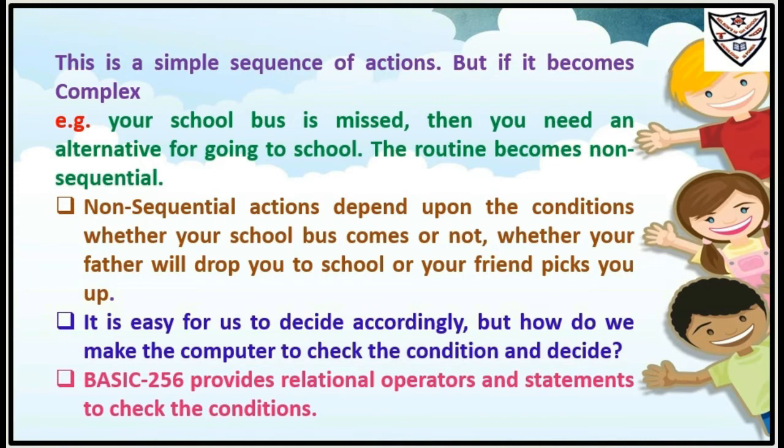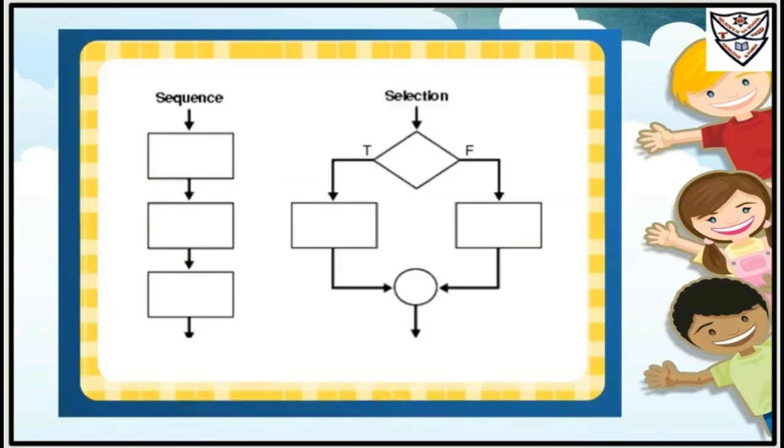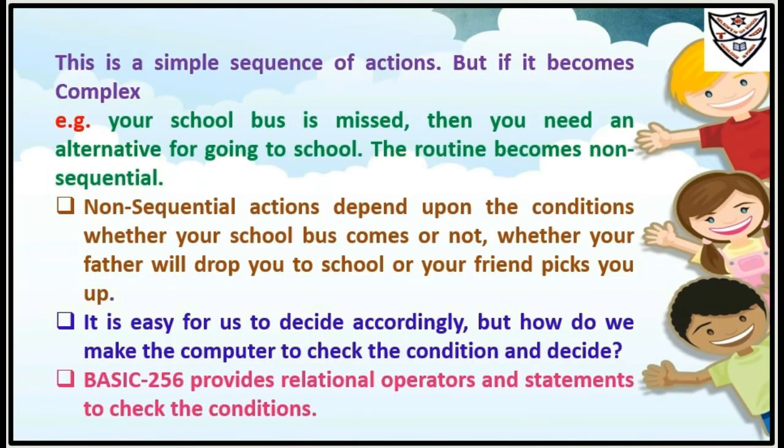The routine becomes non-sequential. Non-sequential action depends upon conditions: whether your school bus comes or not, whether your father will drop you to school or your friend picks you up. It is easy for us to decide accordingly. But how do we make the computer check the condition and decide?